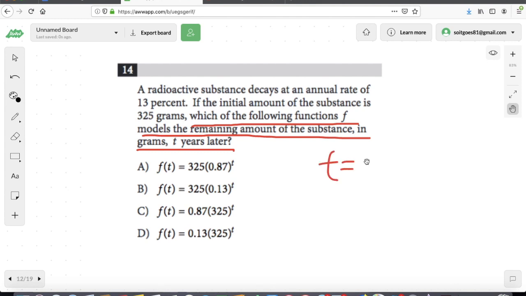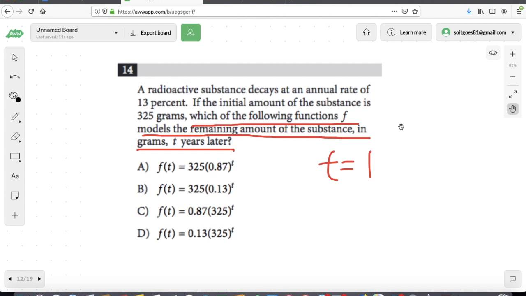Let's make t equal 1. Okay. And the correct answer choice has to give us something in the high 200s. Does that make sense? It's got to be a little bit less than 325, not a ton less. Does that make sense? Yes.